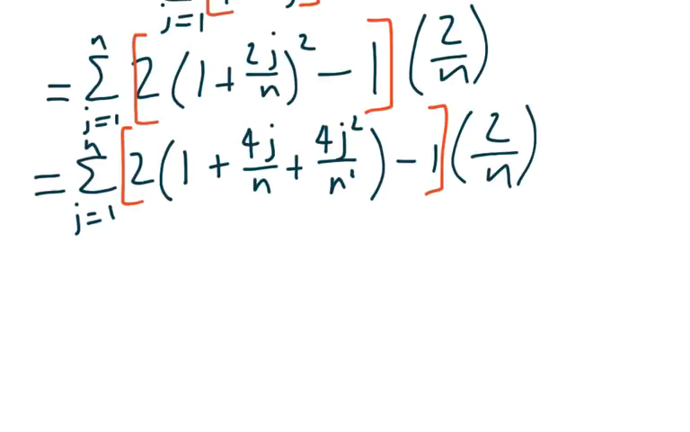Now let me go back and make sure we caught all that. When you multiply a binomial by itself, so we've got the 1 plus 2j over n squared, that's the first term squared, 1 squared is 1, plus 2 times the first term times the second term. 2 times the first term times the second term, it's 4j over n, plus the second term squared, that's 4j squared over n squared.